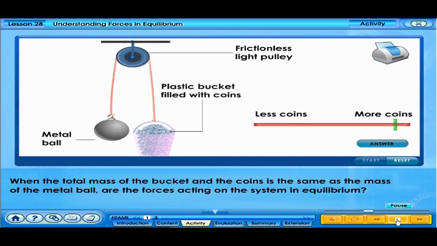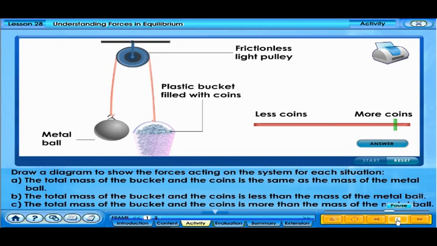When the total mass of the bucket and the coins is the same as the mass of the metal ball, are the forces acting on the system in equilibrium? Draw a diagram to explain the forces in the system for each situation where the total mass of the bucket and the coins is the same as the mass of the metal ball. The total mass of the bucket and the coins is less than the mass of the metal ball. The total mass of the bucket and the coins is more than the mass of the metal ball.